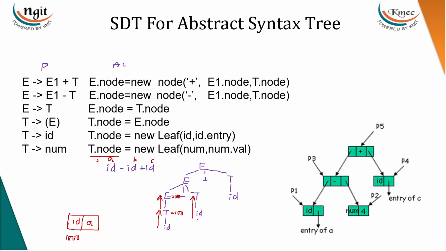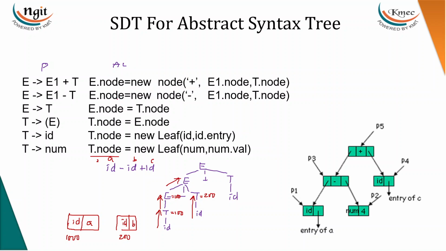Next you cannot evaluate this without this. So T derives ID. Again, what you have to do? Create a leaf node with the ID and ID dot entry, and assume the address is 200. It is B. So this is 200. And what is the next one to be evaluated? E derives E minus T. What have we done here?